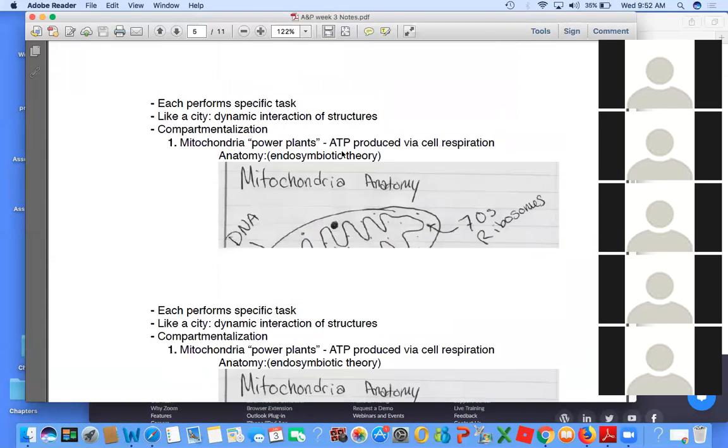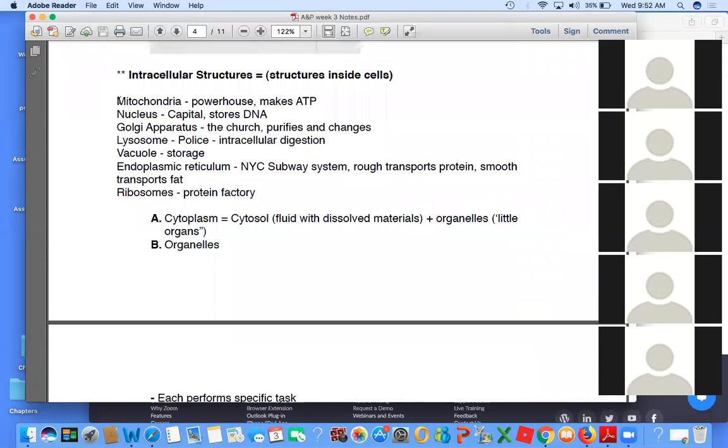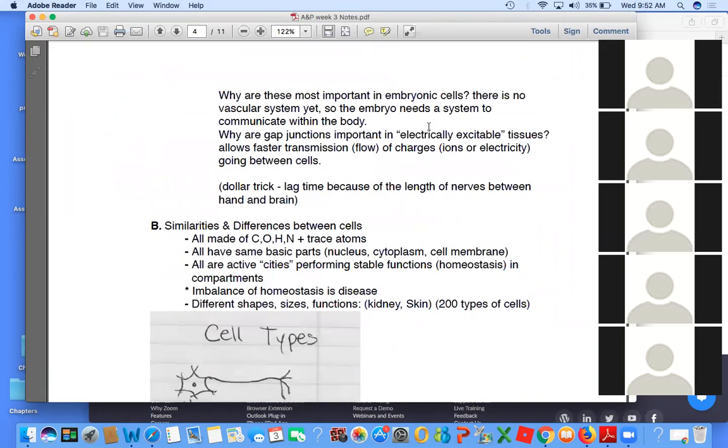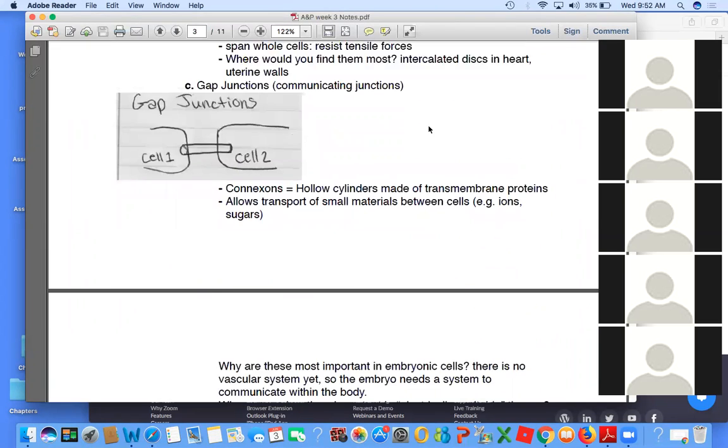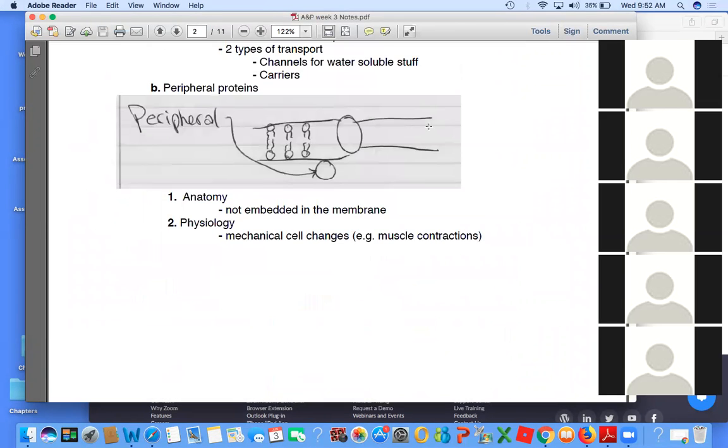I know there's a matching column on this stuff, by the way. Make sure you know it. Which one's the powerhouse, which one's the capital, which one transports materials, that type of thing. The different junctions. All right, so one question might be here. I'll chat it out.